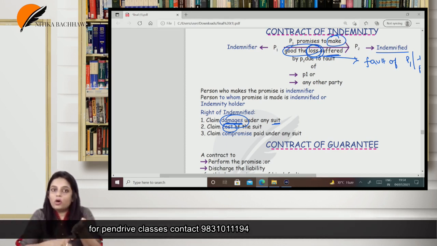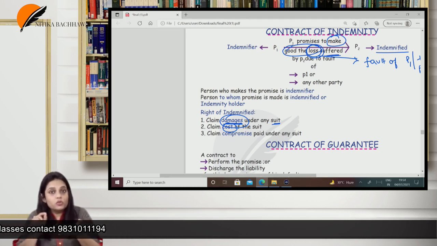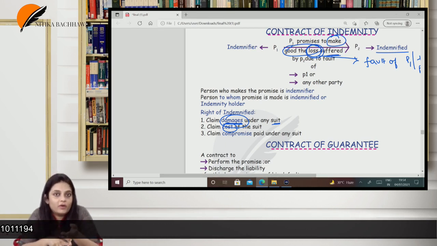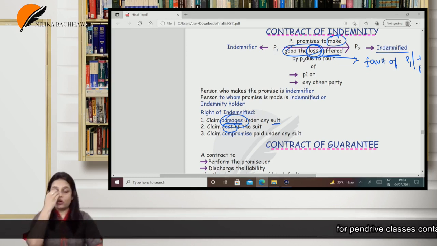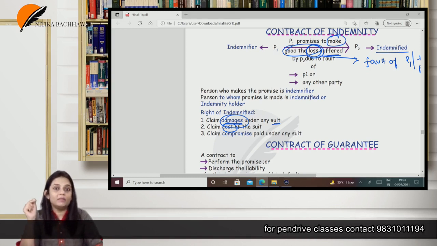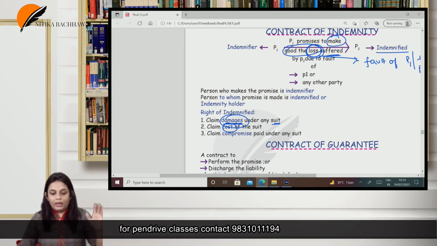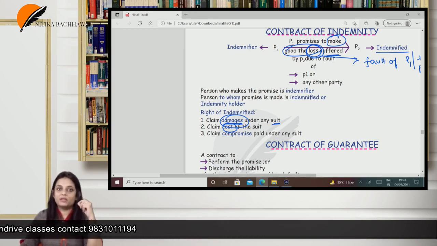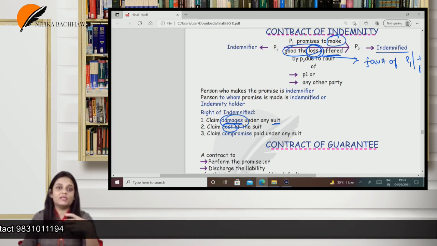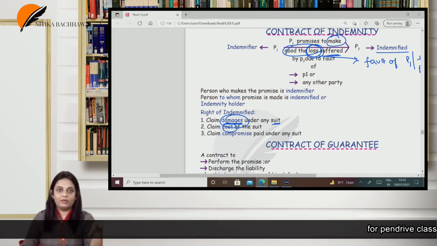So whatever cost the indemnified had to pay for that suit, he can recover it from the indemnifier, right? Whatever money he had to pay for the suit, that is the cost of the suit, he can recover it from the indemnifier. I repeat again, because of that case which has been filed, whatever cost has been suffered by this person, that is the indemnified, he can recover it from the indemnifier.